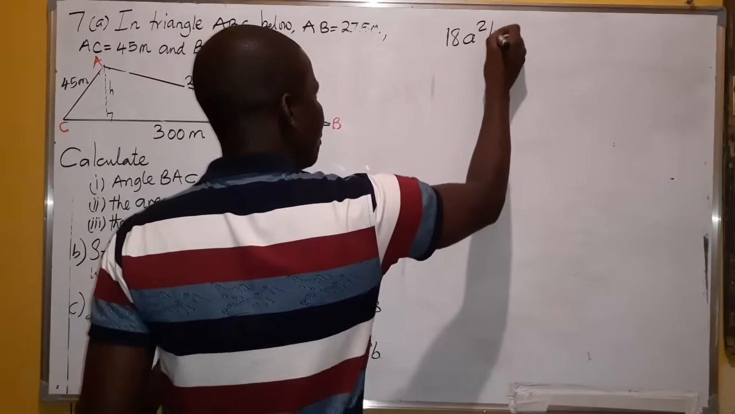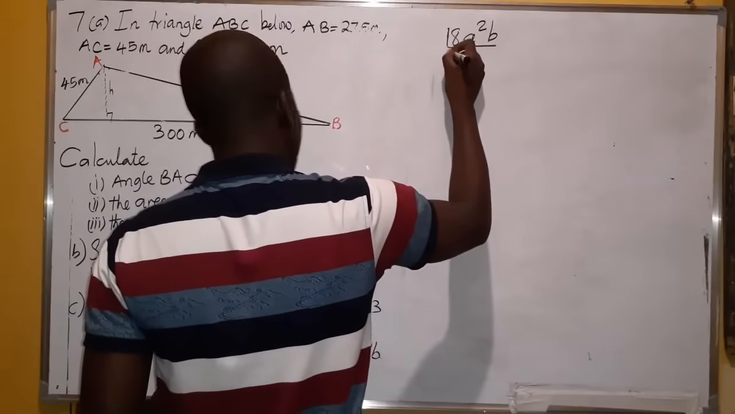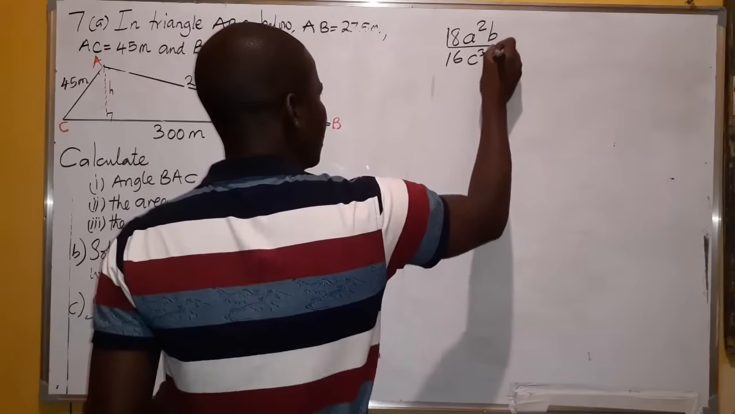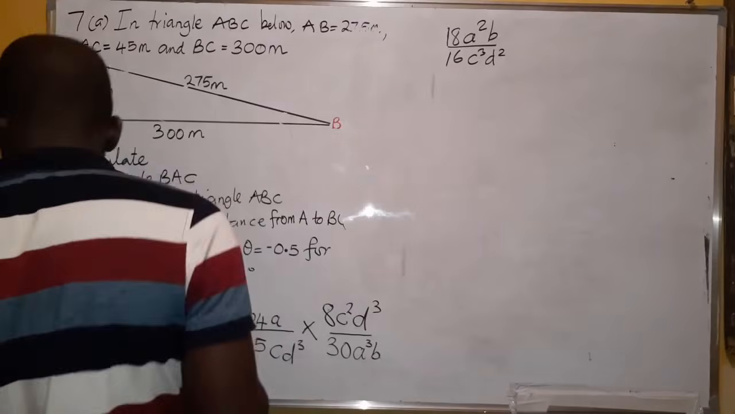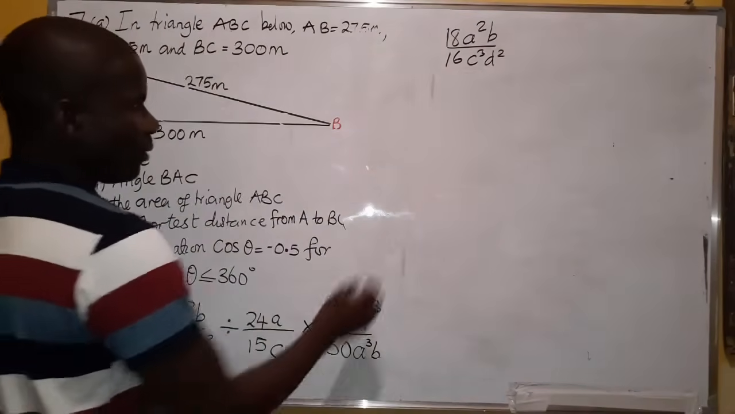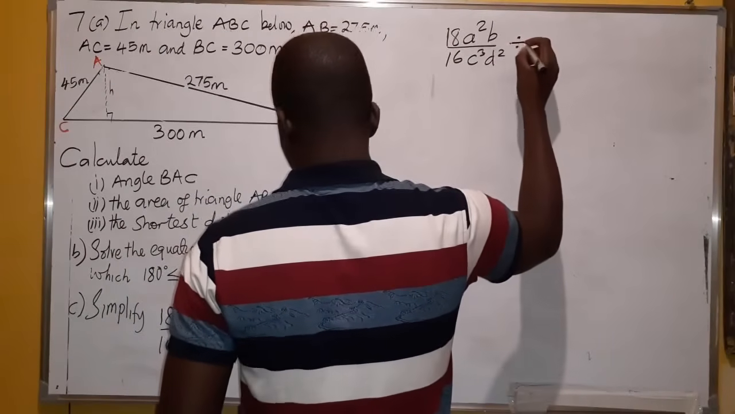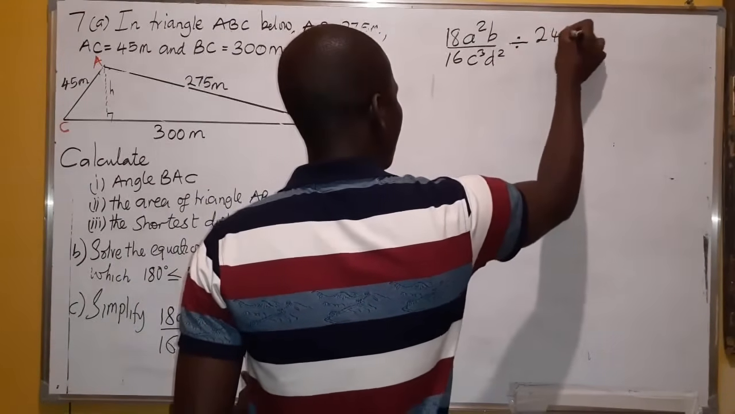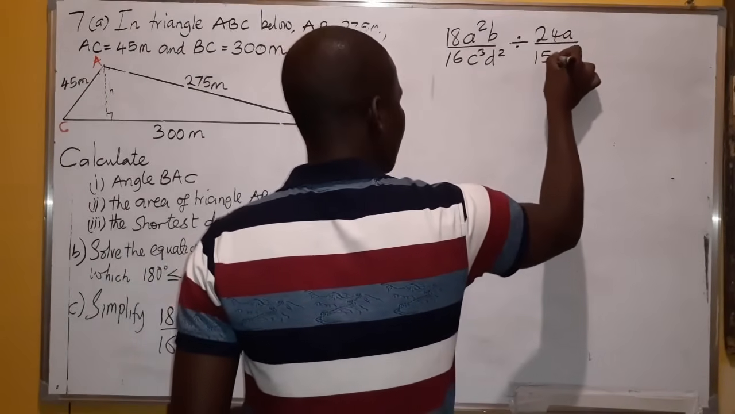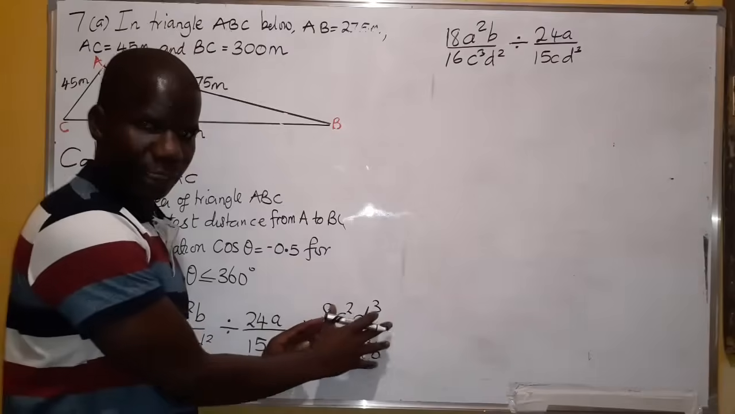Okay, the b over 16 c cubed d squared. That's the way it is. Okay, then you know that when we are dividing, or let me just write it maybe as it is, divided by 24a over 15 c d cubed. Okay, so I said let's ignore the last part first of all.